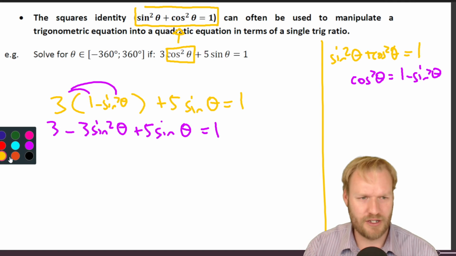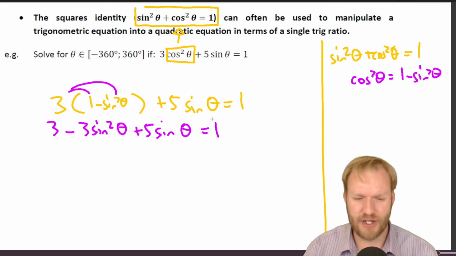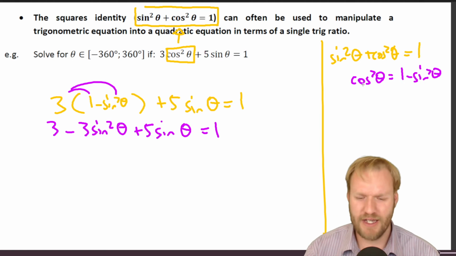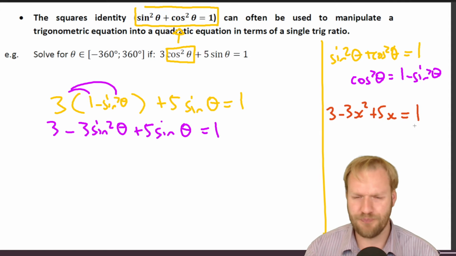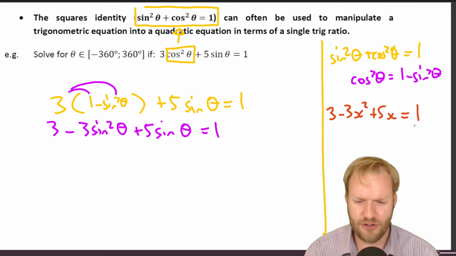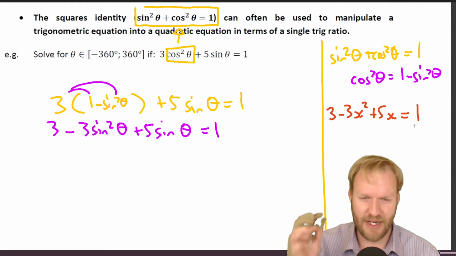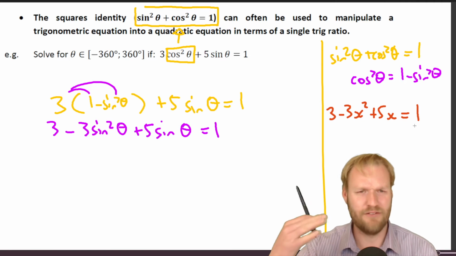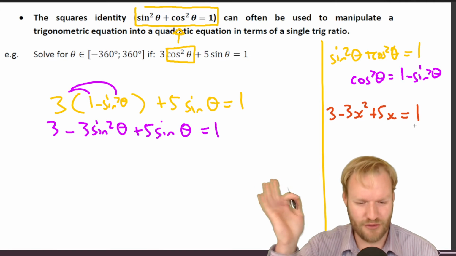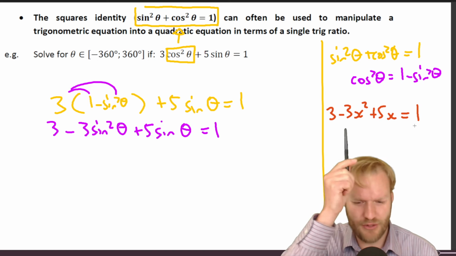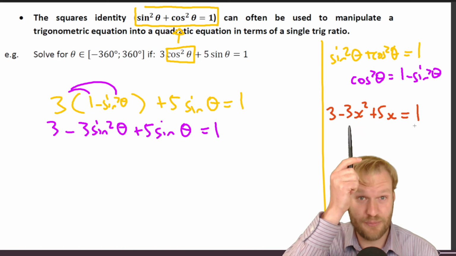Now, we've got kind of a quadratic style equation going on. So if I gave you a similar looking equation, 3 minus 3x squared plus 5x equals 1, how would you solve this equation above my head? And therefore, obviously, we're going to use that to solve the trig equation up there. So how would you solve this equation up here?